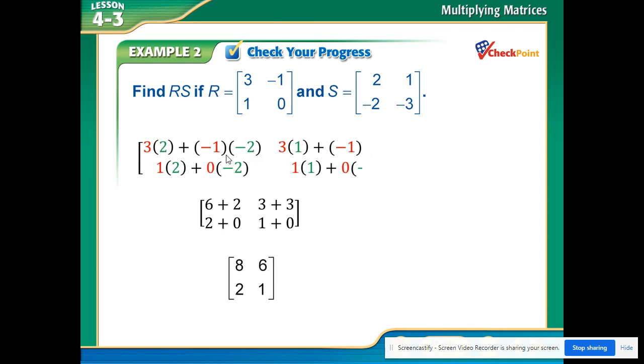And once I have that, I multiply it and it gives me 6 and 2, which gives me 8. And then 2 and 0, which is 2. 3 and 3, which is 6. And 1 and 0 is just 1. And so my answer is 8, 6, 2, 1.